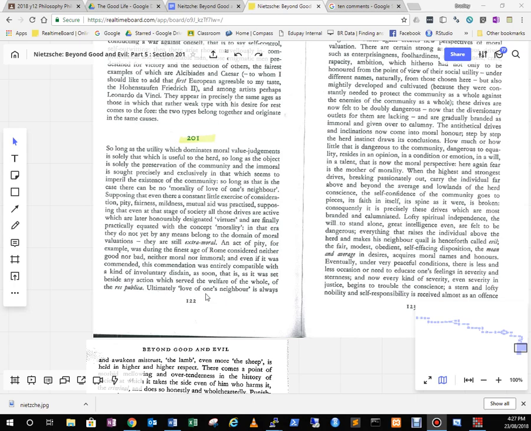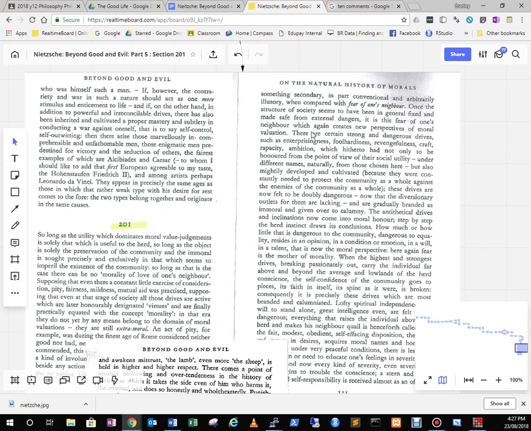Did it for everyone. "Ultimately, love thy neighbor is always something secondary, in part conventional and arbitrary, which means meaningless, illusion when compared with fear of one's neighbor. When the structure of society seems to have been in general fixed and made safe from external dangers, it is this fear of one's neighbor which again creates a new perspective, or a new moral valuation."